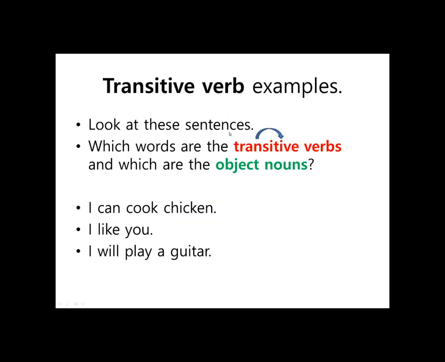Look at these sentences, and I want you to think which words are the transitive verbs and which are the object nouns. Okay, so 1, 2, 3. Look at these three sentences. Which words are the verbs? And then which are the objects, the object nouns?